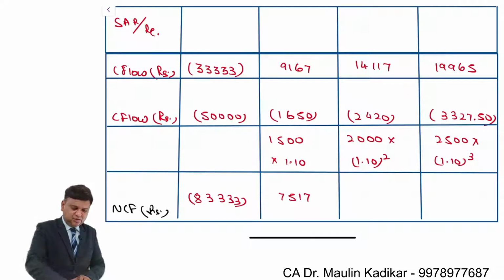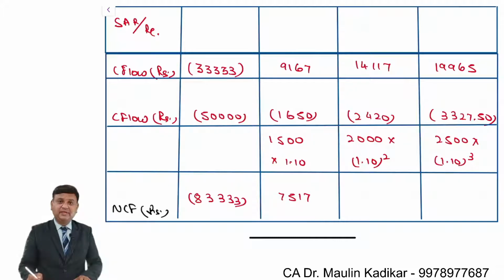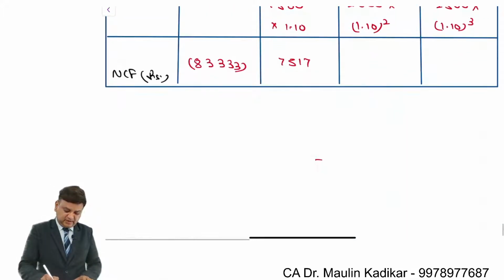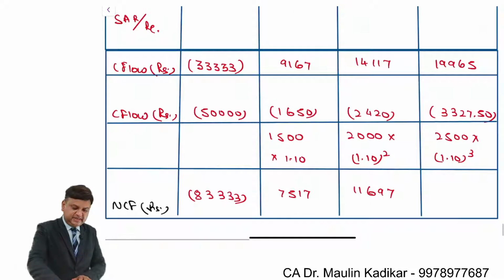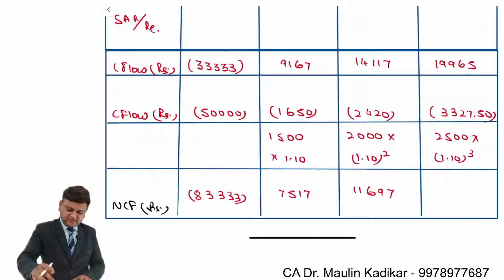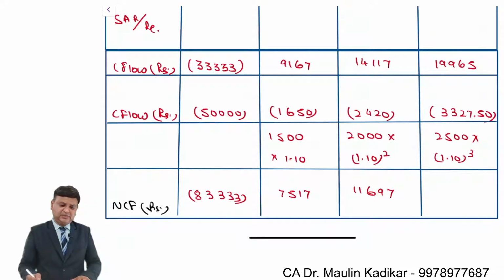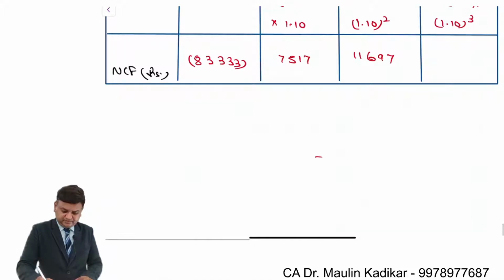14,117 minus 2420, 11,697. 19,965 minus 3327.5, so 16,638.